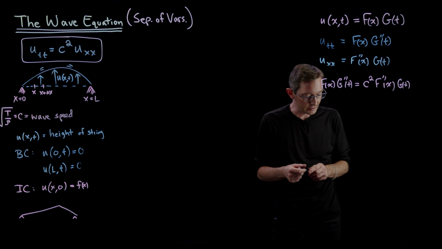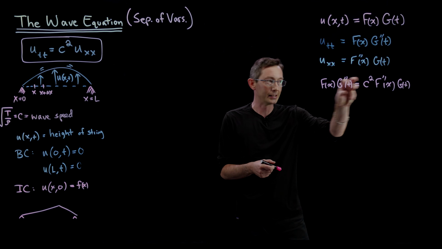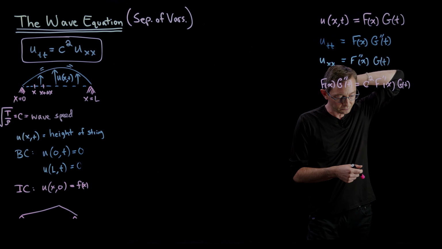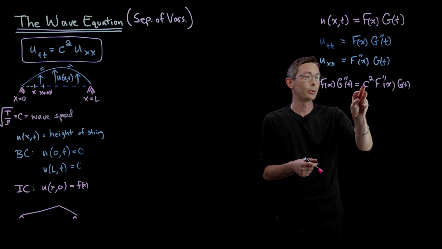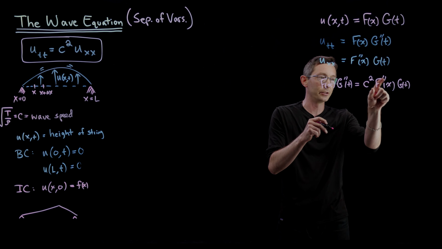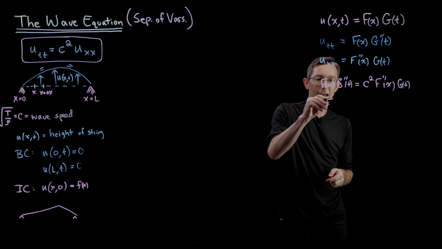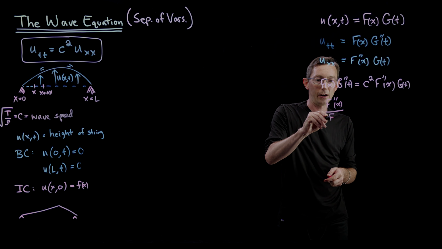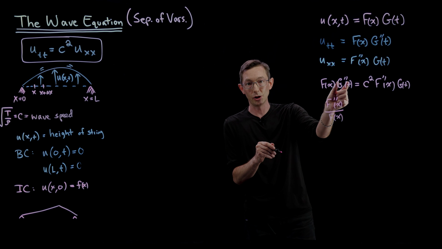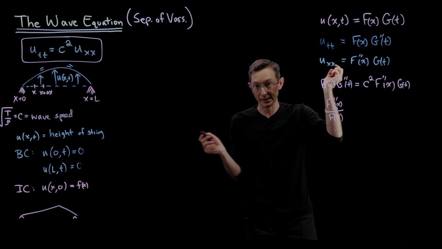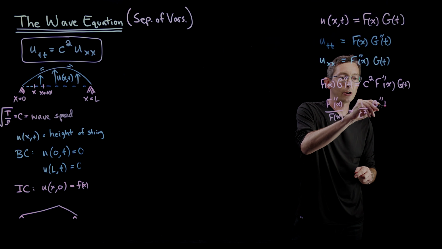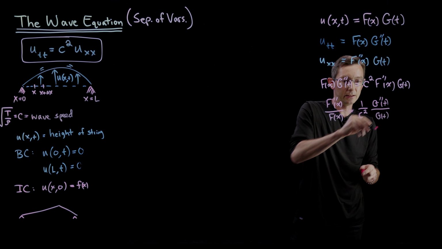Okay, and I always forget where I should keep my c. Should I keep my constant on the x terms or on the time terms? I think I'm going to move my c's over. So what I'm going to do is say I have f double prime of x over f of x. I'm going to divide both sides by f, divide both sides by g, and divide both sides by c squared. So this equals 1 over c squared times g double prime of t over g of t.